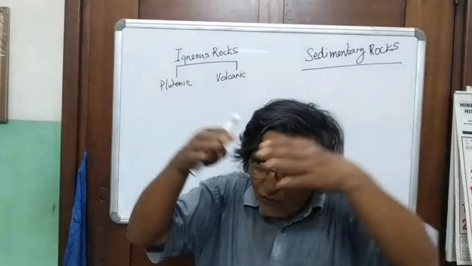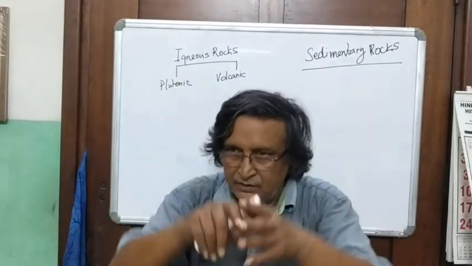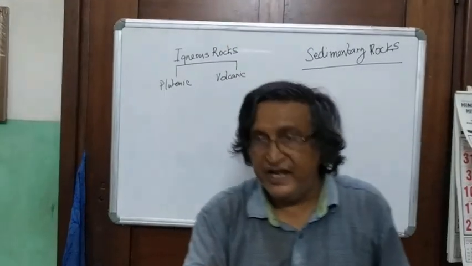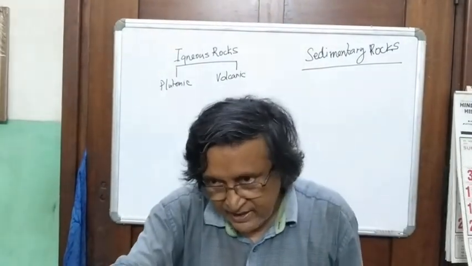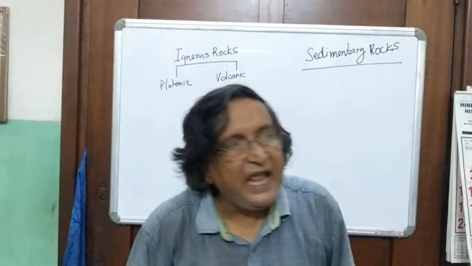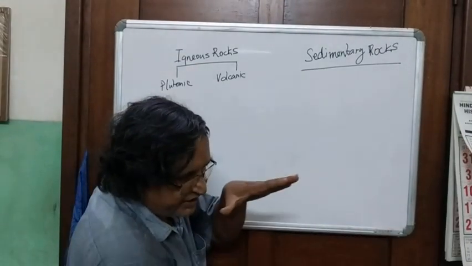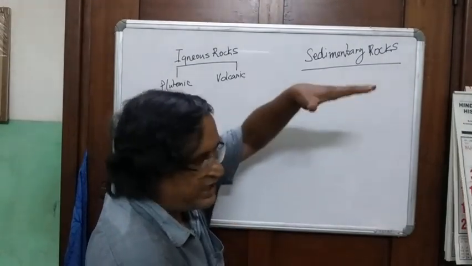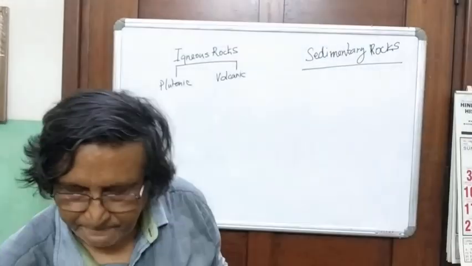But as new and new sediments are deposited one over the other, the sediments at the bottom are the oldest. Sediments deposited on it are younger. Sediments deposited above it are still younger. So you have layers of sediments that are deposited on a particular base, older first, younger, and the youngest. So what happens is, it is deposited over time.